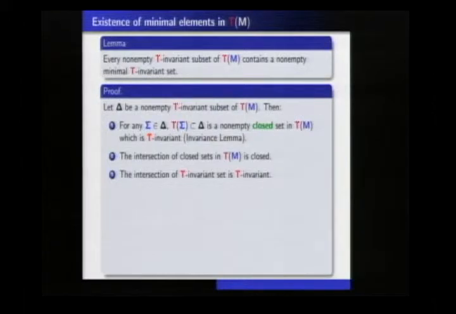Okay, so now the intersection of t-invariant sets is t-invariant. That seems probably obvious, right? But let's see what the proof is. The intersection of t-invariant sets, any collection of t-invariant sets, is again t-invariant. So take your favorite collection of t-invariant subsets, okay?